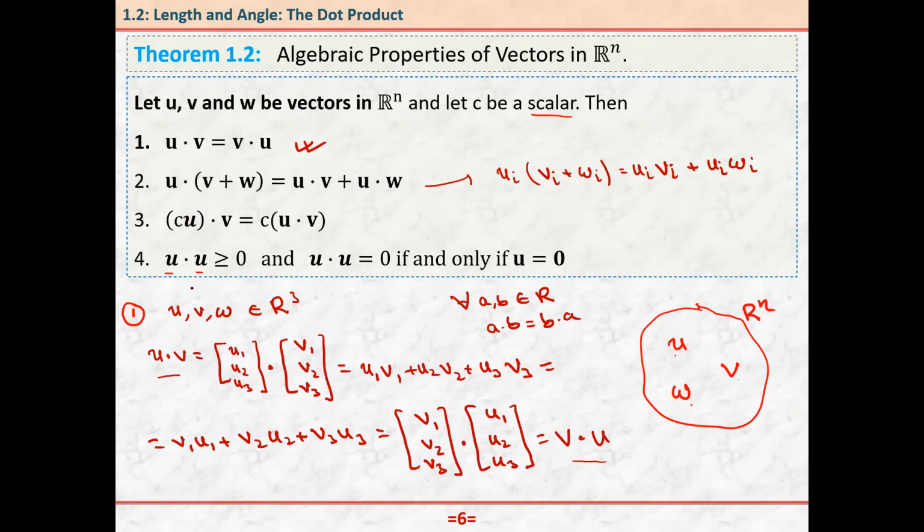And how about 4? Let's just do 4. The fourth property says that u dot u is always greater than or equal to 0. Why is it so? Because if you write u dot u, it's just a three-dimensional space. For n, instead of 3, just write n. It will be exactly the same for n-dimensional space.